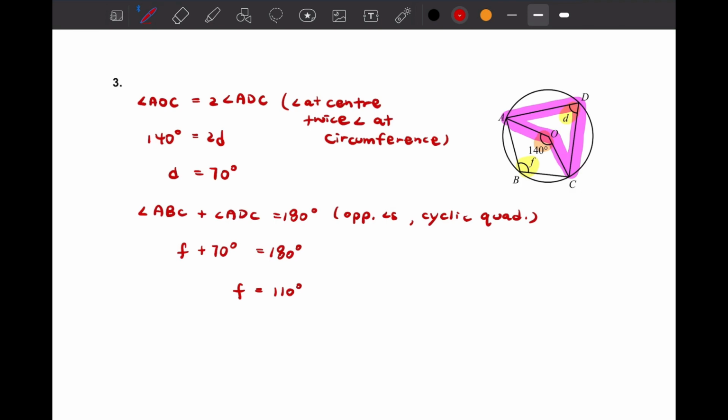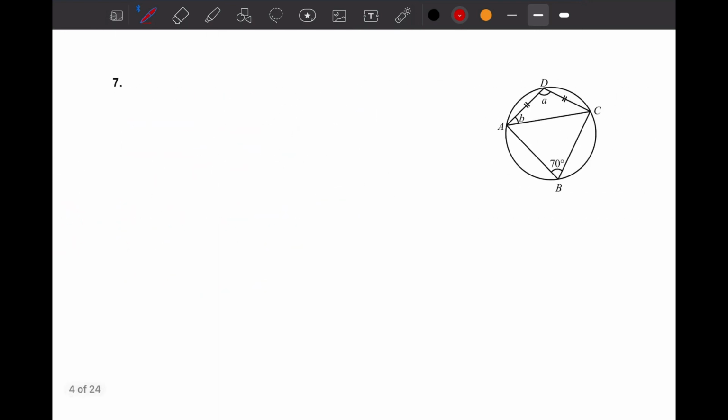Okay, so any problem with this one? Okay, if you've got no problem, then we'll look at question 7 together.